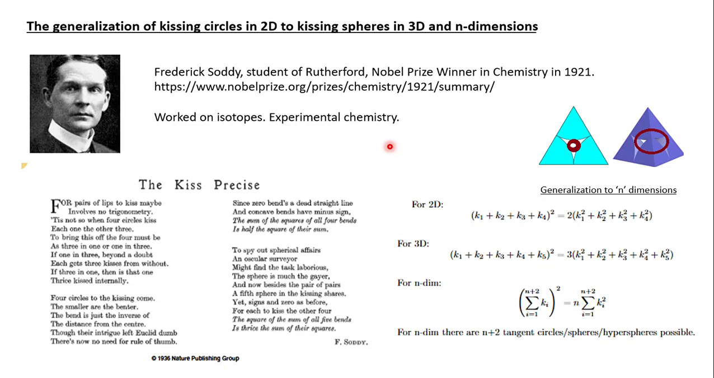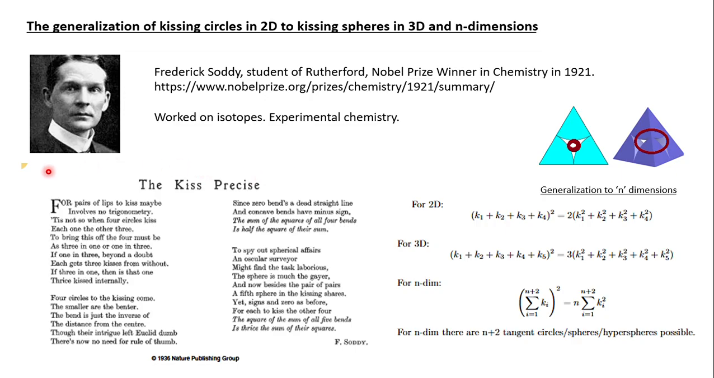Frederick Soddy wrote this. I don't know why. I mean, he was an experimental chemist. Won the Nobel Prize. Here's the link of his Nobel Prize lecture. And he worked along with Ernest Rutherford. And his topic was radioactive isotopes. So on radioactive decay, alpha decay, beta decay, and so on for uranium and thorium series.